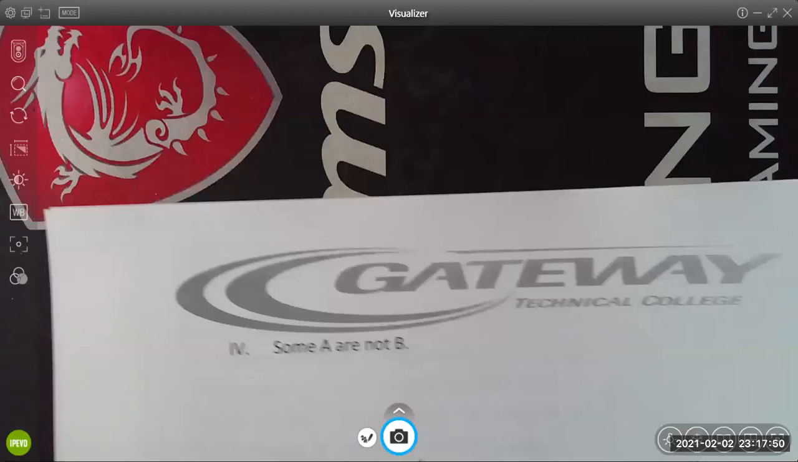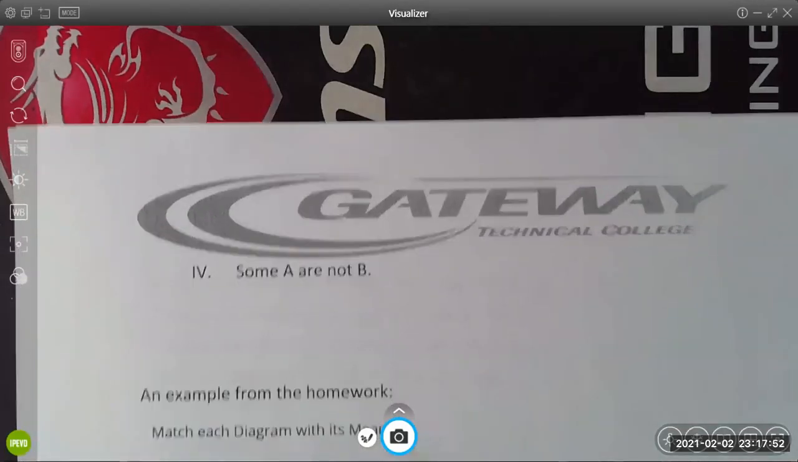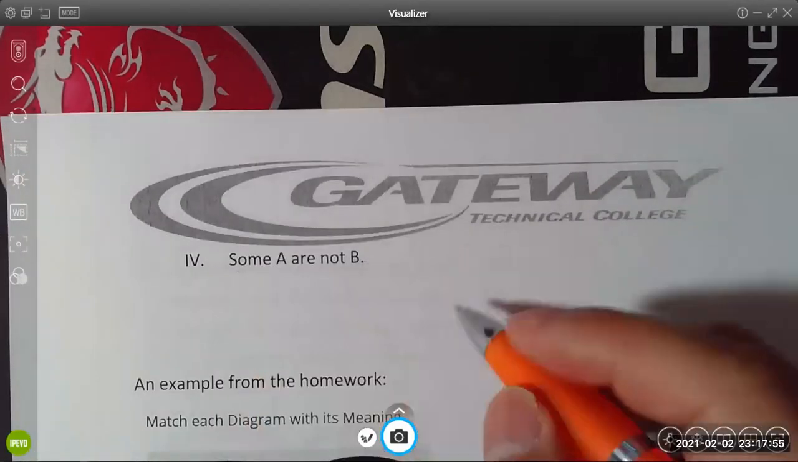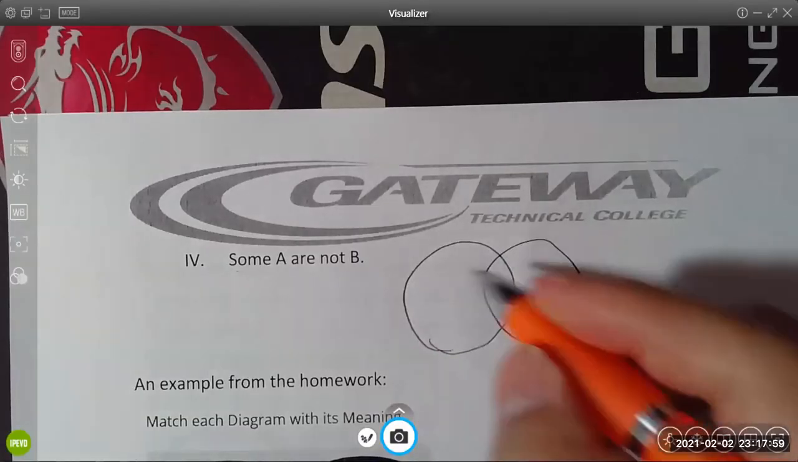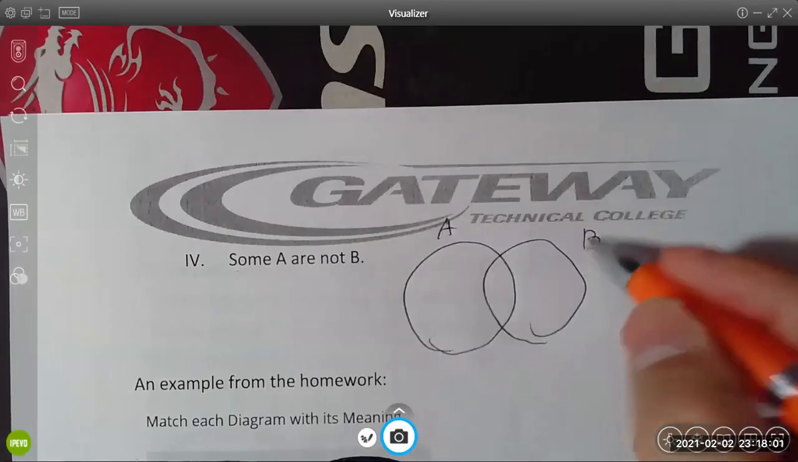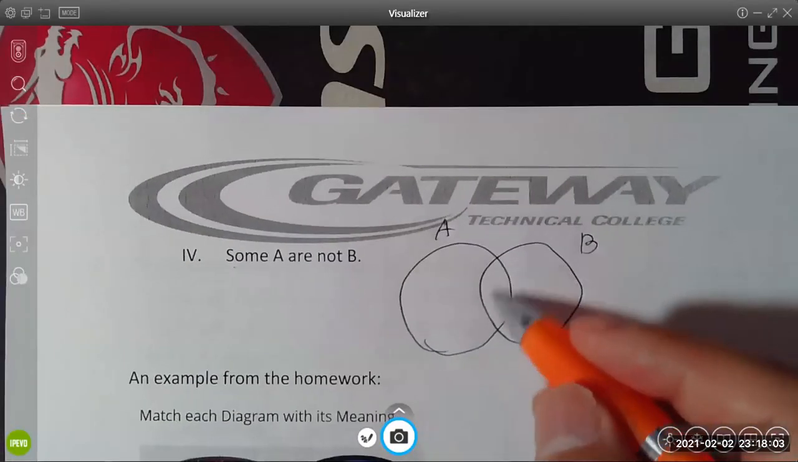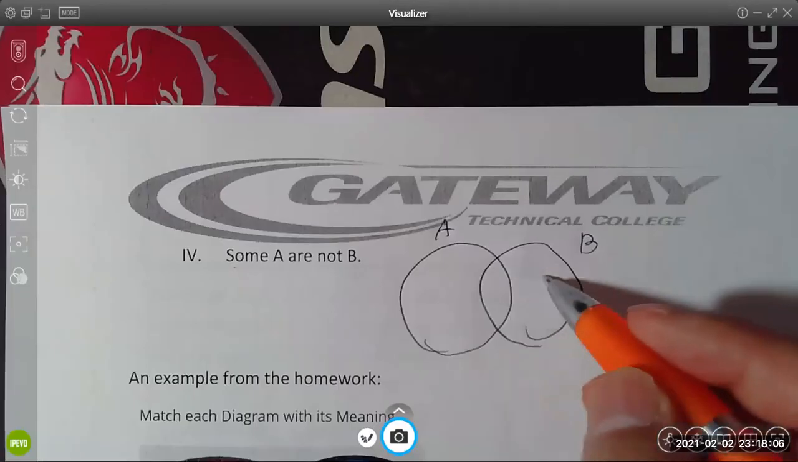Look at the number 4. Some A are not B. So we still have some. That means we still have partially overlapped circles. We still have this, A and B. But this time, the focus is not this part. This part, some A are B.